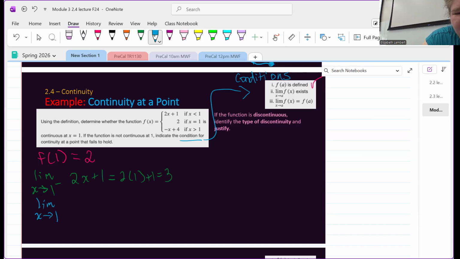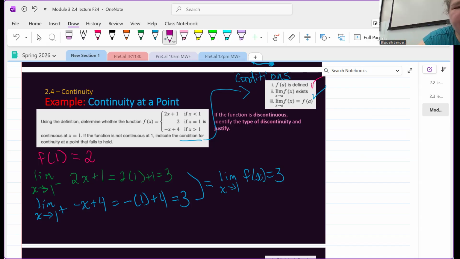Now we can already see that 2 and 3 are not going to the same place. But let's see what happens when we look at the limit from the other side. On the other side, we have this negative x plus 4. So we have the negative of 1 plus 4. Negative 1 plus 4 is 3. So here, these are equal, so the limit exists. The limit as x approaches 1 of f of x equals 3. So step 2 checks out.